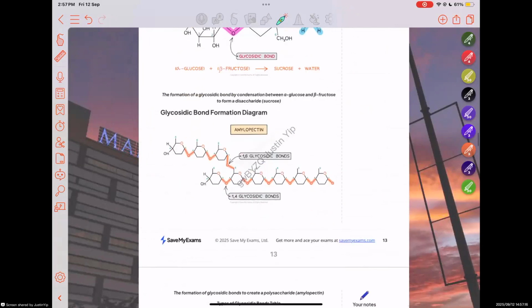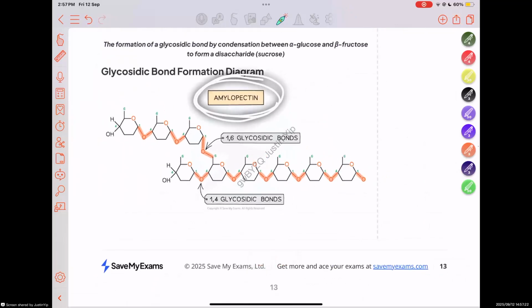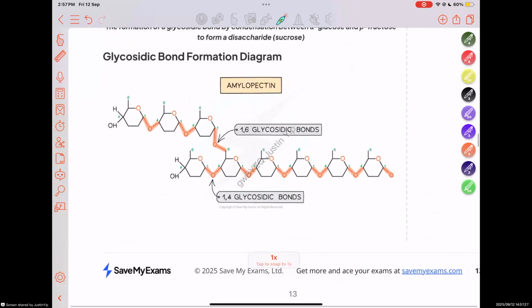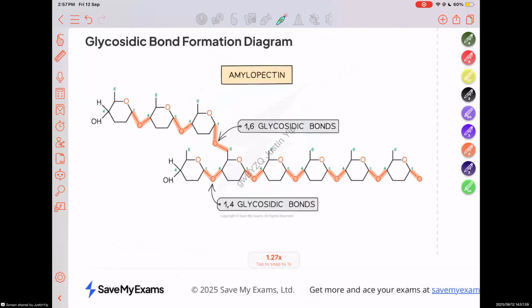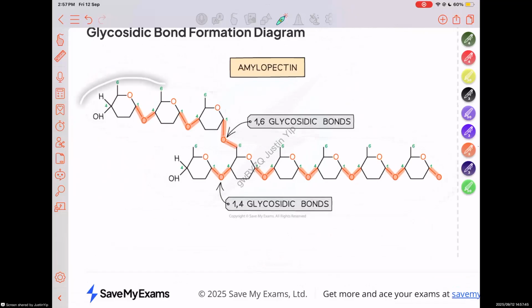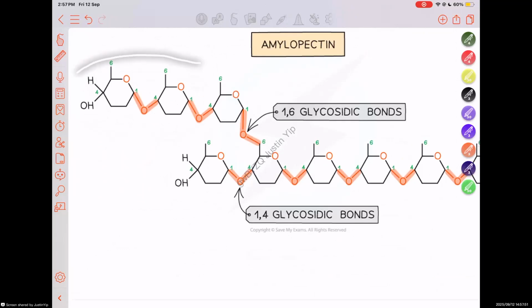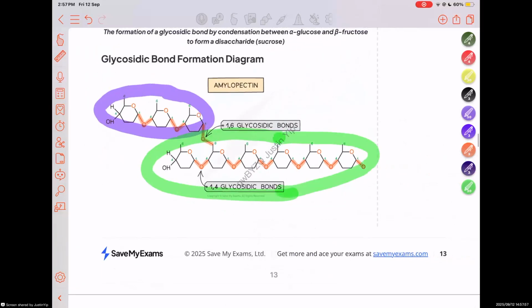Okay, there is a new thing here. We call it amylopectin. This one is a bit related to your starch, so I'll use some time to explain it to you. Glycosidic bond formation diagram: we will have something called amylopectin. Amylopectin is actually formed by two straight chains, 1 and 2. Amylopectin is very special. You see here I have two chains, 1 and 2.